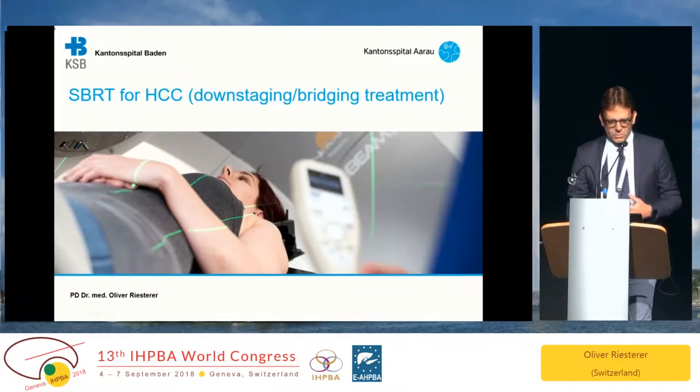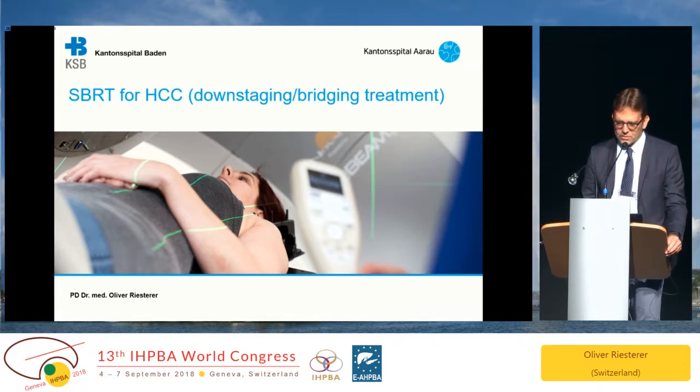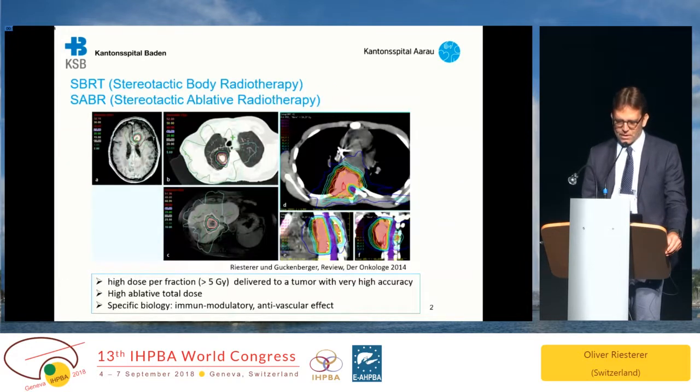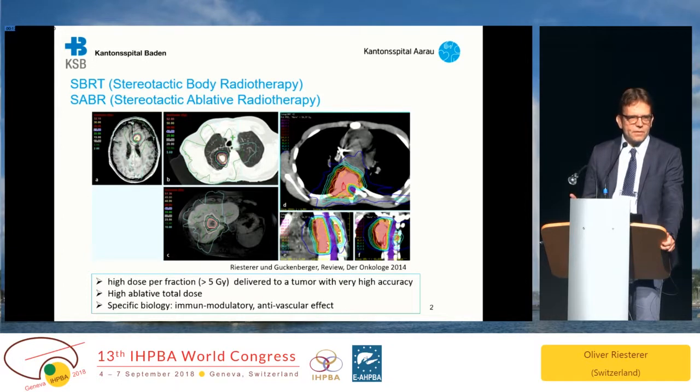So the topic of my presentation is stereotactic radiotherapy for hepatocellular cancer with focus on downstaging and bridging treatment before liver transplantation. For those of you who might not remember exactly what the difference is between stereotactic radiotherapy and conventional radiotherapy, I have one introductory slide.